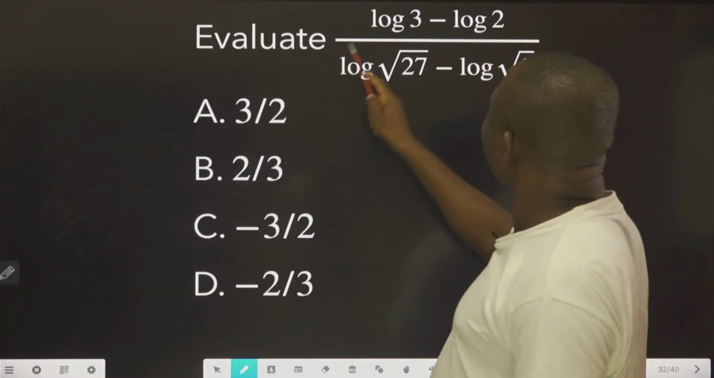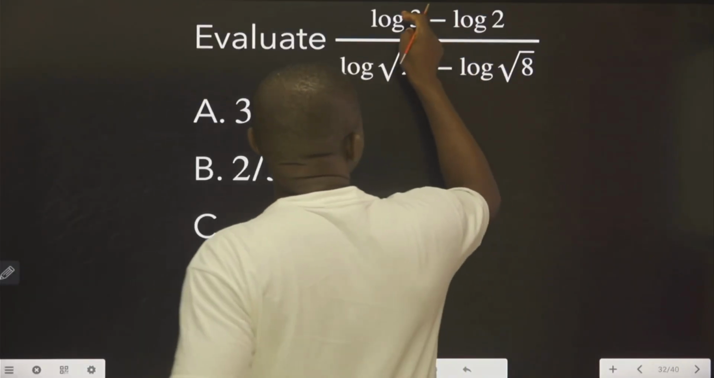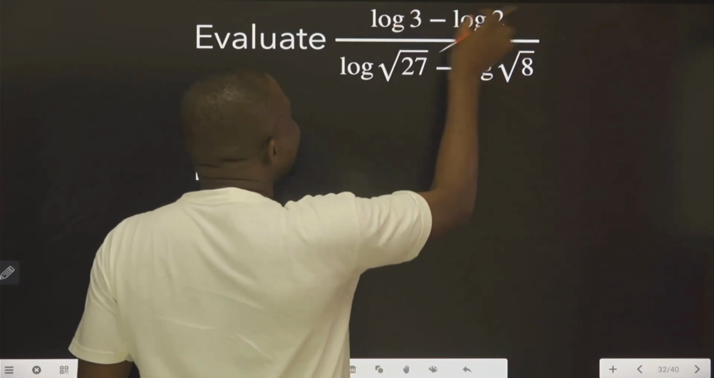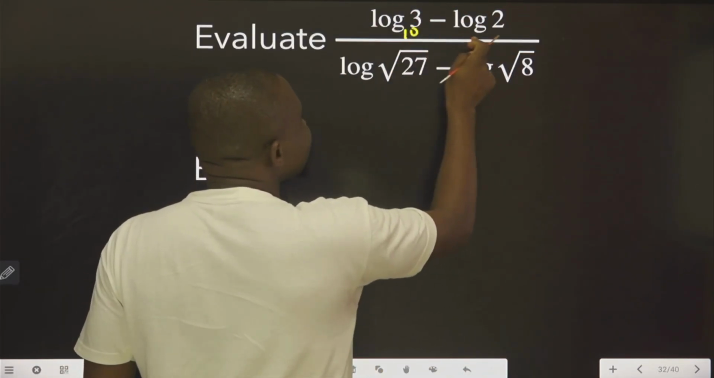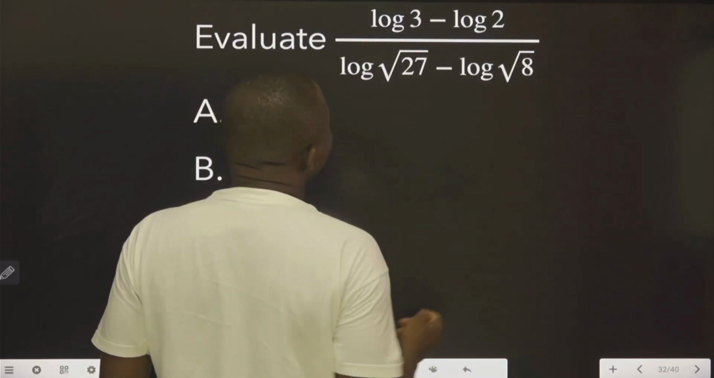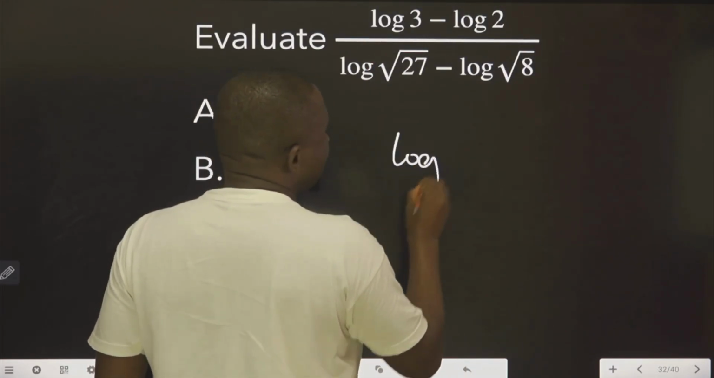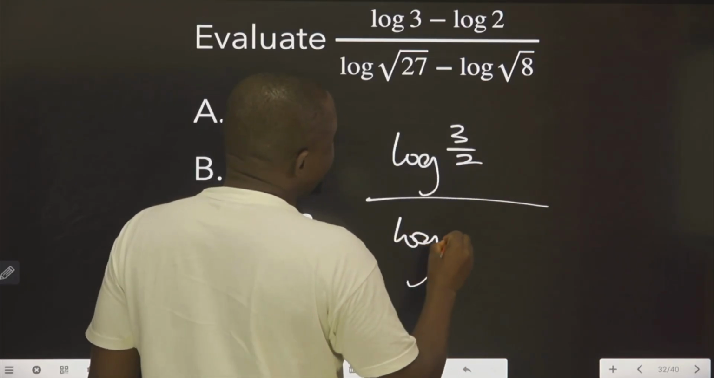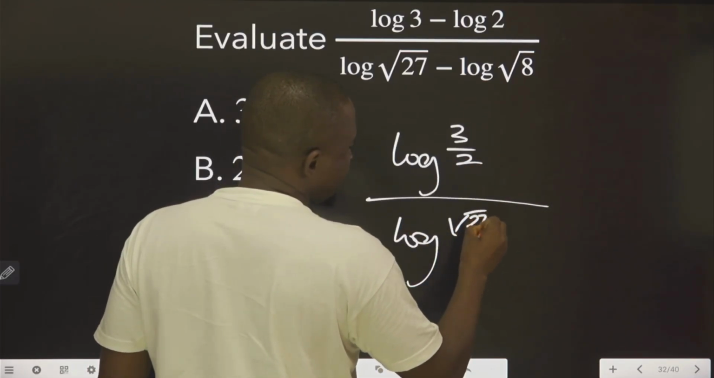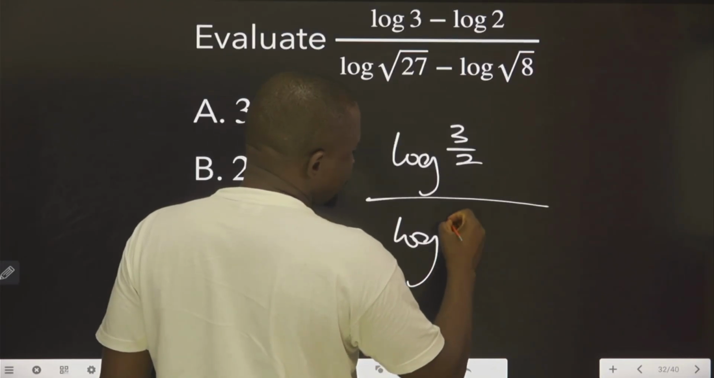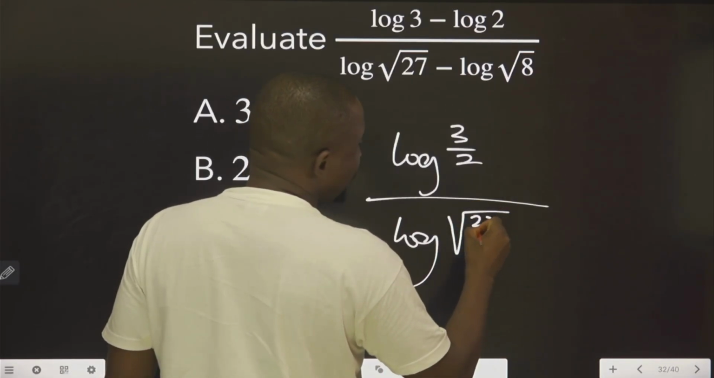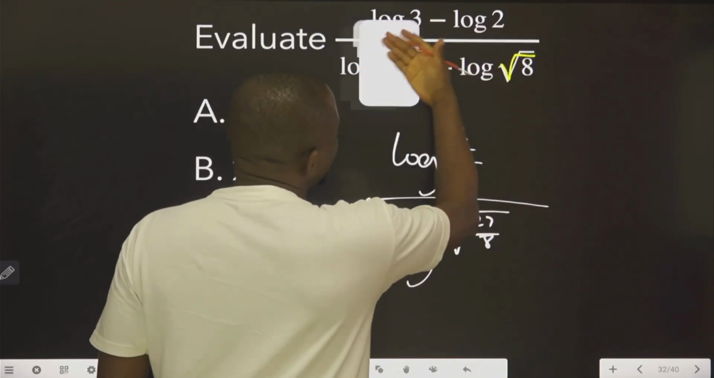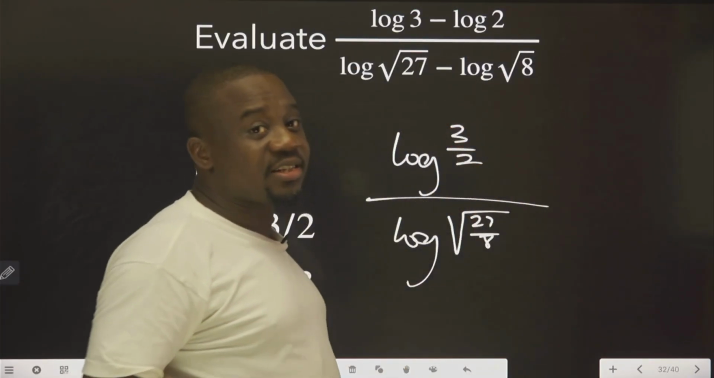It says, evaluate this. To evaluate this, according to the law of logarithm, when there is minus, you can divide. Here is base 10, base 10. That's why they were not written. So I will say log this over this, 27 over 8, because both of them are having square root, so I just put them under the same umbrella.